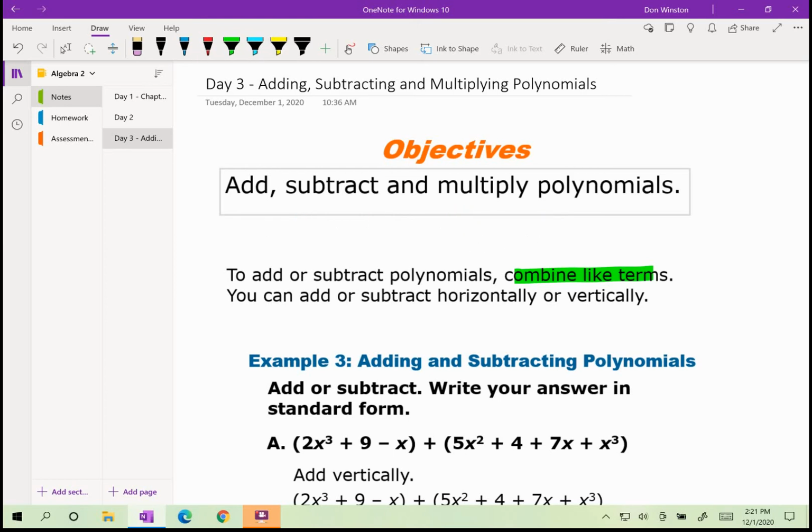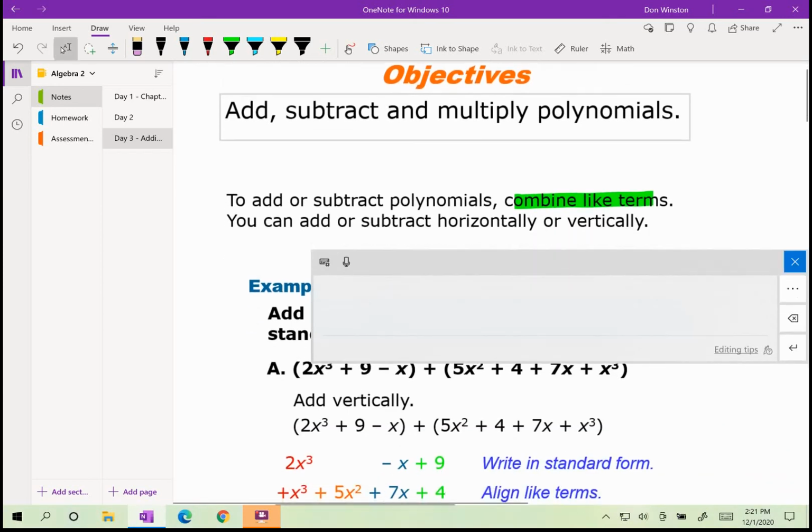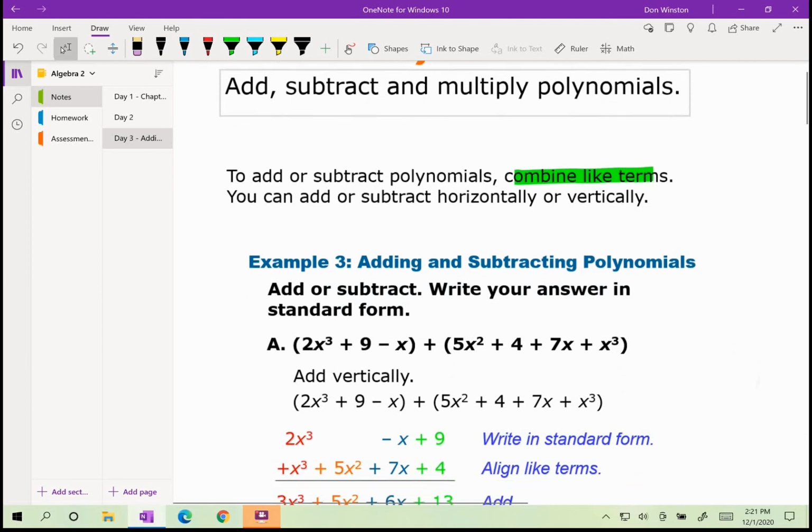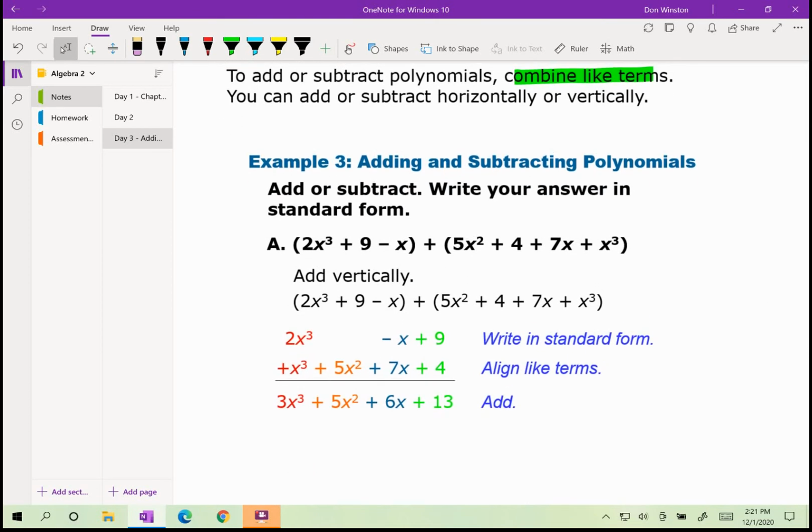So to add or subtract polynomials, you combine like terms. You can add or subtract horizontally or vertically, and I'll go over the vertical method. One can certainly use a horizontal method, but to me, the vertical method organizes the terms of the polynomials much easier for students. I find students like being able to organize when they add, subtract, or multiply polynomials, and you'll see what I mean.